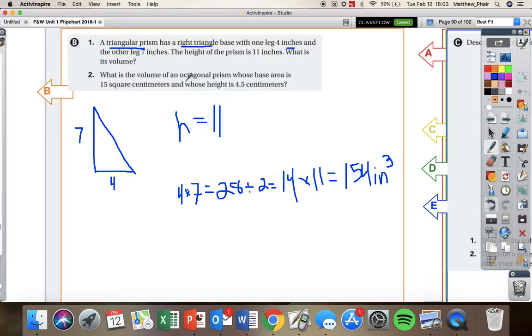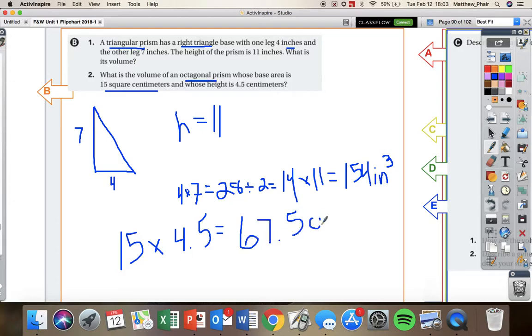Talking about the volume of an octagonal prism whose base area is 15 square centimeters. So it gives me the area of the base. That's great. So I just need to multiply that times the height. 15 times 4 is 60. Half of 15 is 7.5. And so we get 67.5 centimeters cubed.